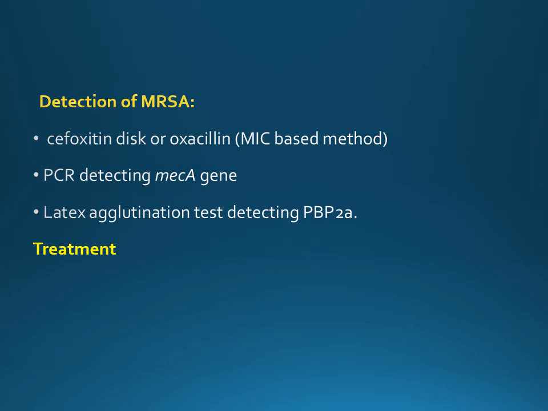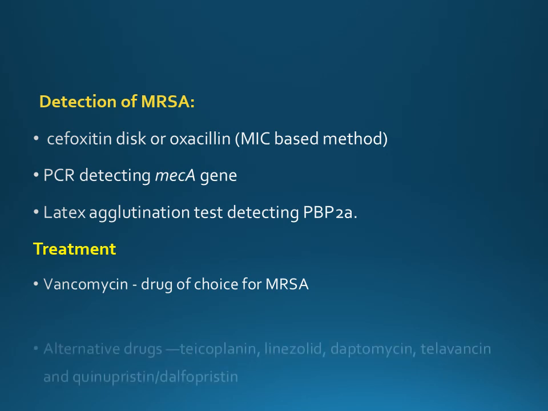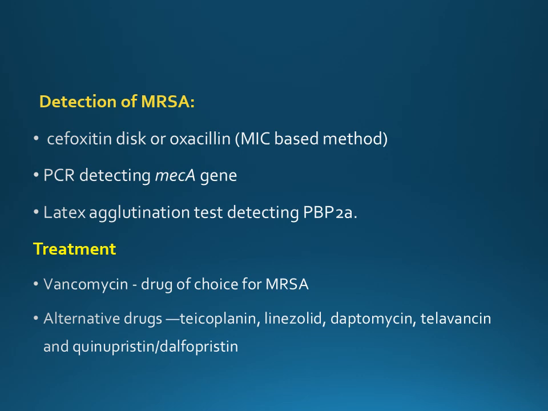Now, how can we treat those MRSA cases? We have the option of vancomycin. It is the drug of choice for MRSA, although in very few cases vancomycin resistance has also been noticed. Then you have to go to newer drugs, and these are the last, reserved drugs: teicoplanin, linezolid, daptomycin, telavancin, quinupristin and dalfopristin.